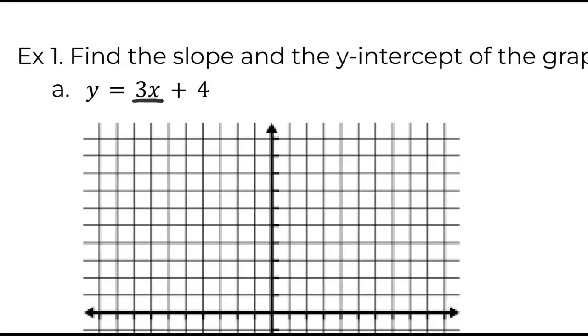So your slope is 3. But yesterday we talked about slope having a rise over a run. This is just a whole number, right, as it is. So we need to add something to it to be able to make it a slope. So we always write it over 1.